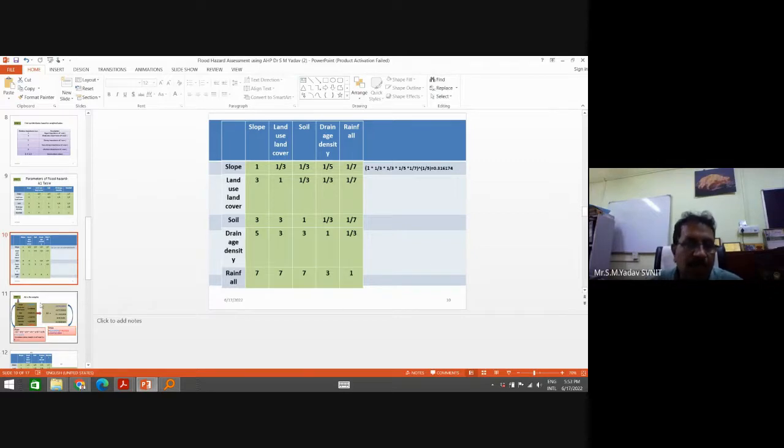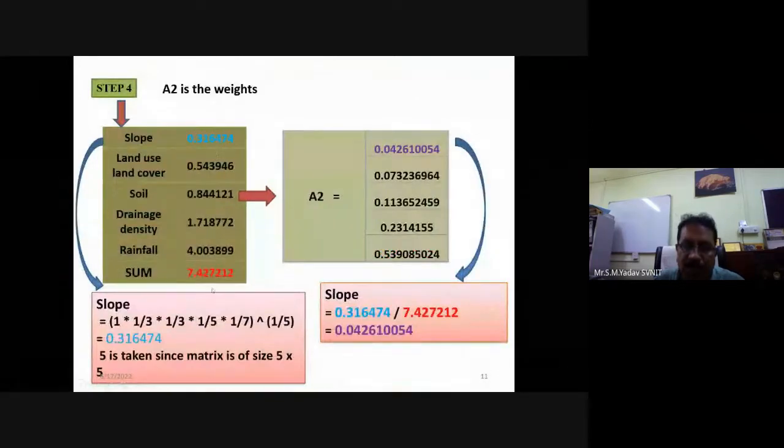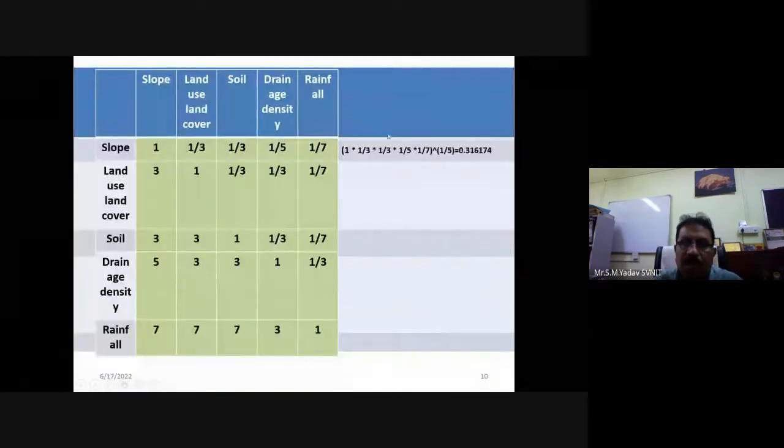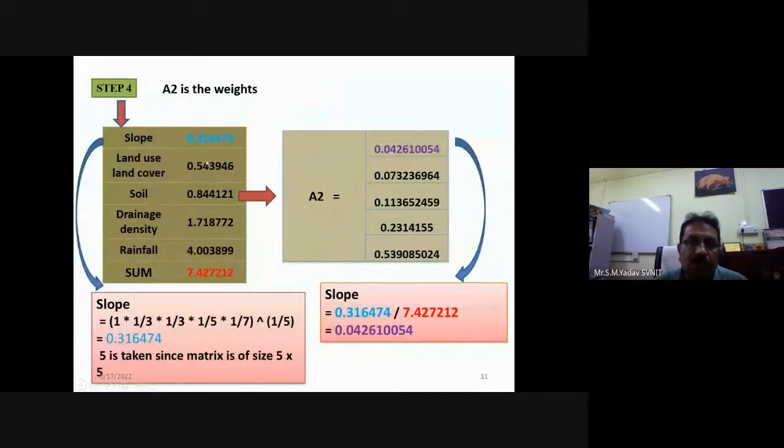So I'll go to the next slide where you can see A2 is your table of all these values. Whatever values you got here, that I wrote into table A2: slope, land use land cover, soil, drainage density and rainfall. Then do the sum of this column. The sum will come 7.427212.